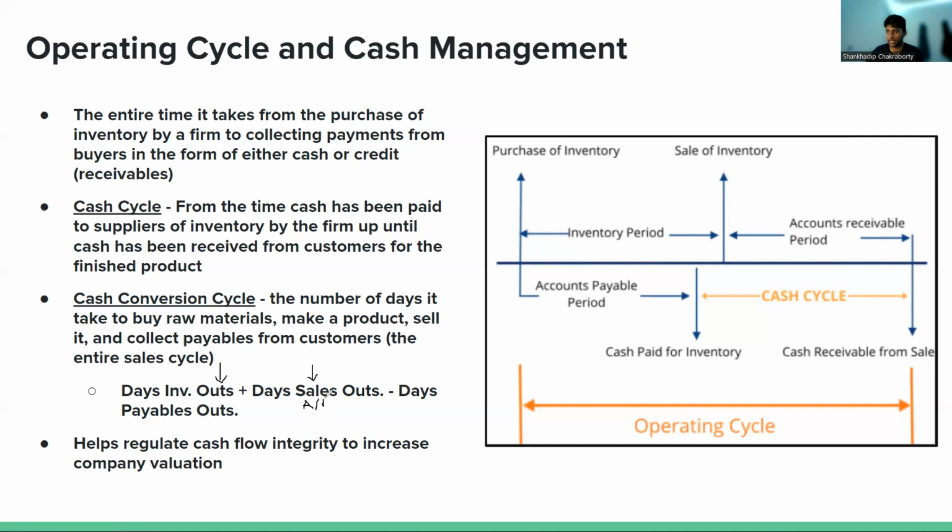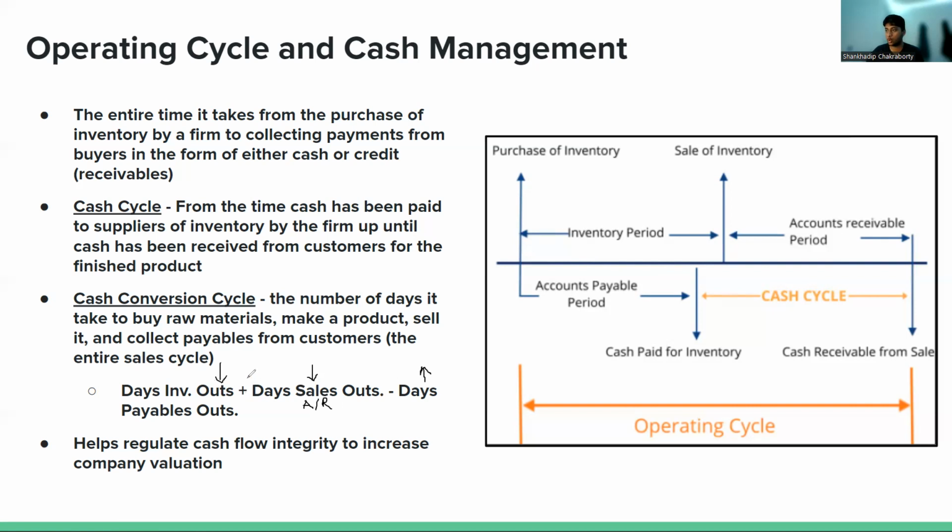Same thing as receivable. Well, not the same exact thing, but very similar. You want that to be low because you don't want to get paid too late. You want to get paid as soon as possible. And you want your days payables to be high, but not too high, relatively high, because you want to spend as much time as possible to pay off your suppliers so that you have access to cash.